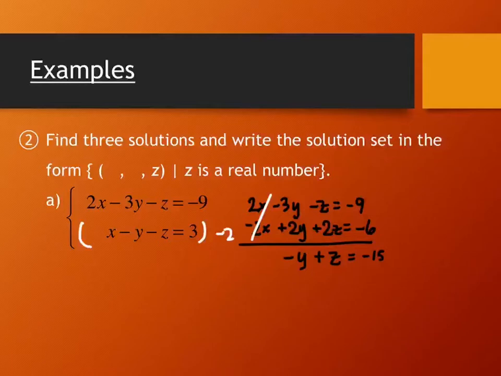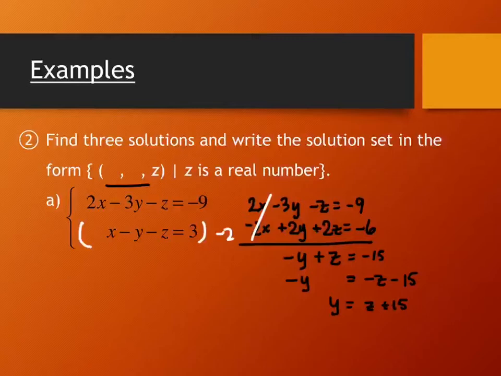So now we're going to solve this for y. It'll still have a z in it, of course. It'll say y equals something, and it'll have a z in it. That's how we're going to fill in the blanks at the beginning. We subtract the z from both sides. This is -y equals -z minus 15. And then we divide everything by -1, so we get y equals z plus 15.